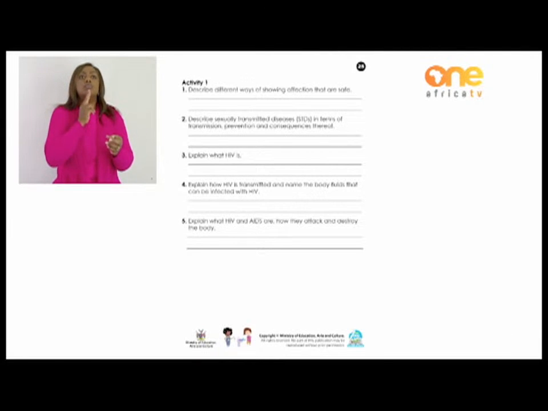And number 3 says, explain what HIV is. The second last question says, explain how HIV is transmitted and name the body fluids that can be infected with HIV. And the last one says, explain what HIV and AIDS are, how they attack and then destroy the body. So I'm hoping that all of us will be able to answer these questions.